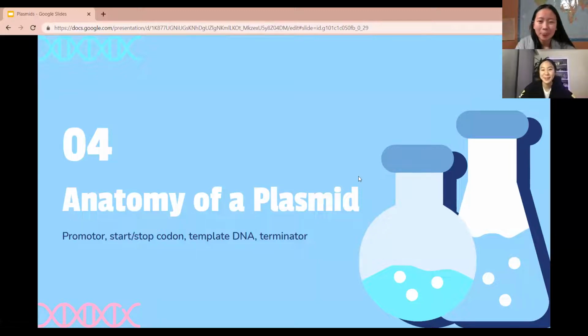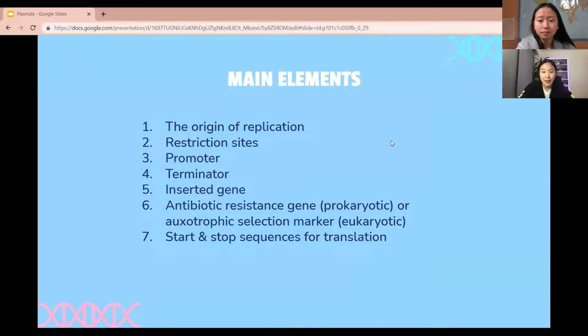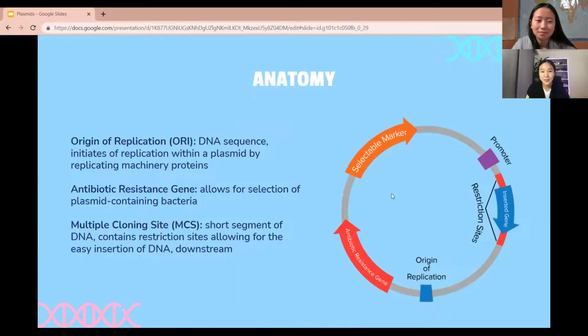Yeah, so on to the more specific aspects of the anatomy of a plasmid. Every plasmid has 8 main elements, which are the origin of replication, restriction sites, a promoter, terminator, inserted gene, antibiotic resistance gene or auxotrophic selection marker, and start and stop sequences for translation. And now I'll just go over each of them briefly.